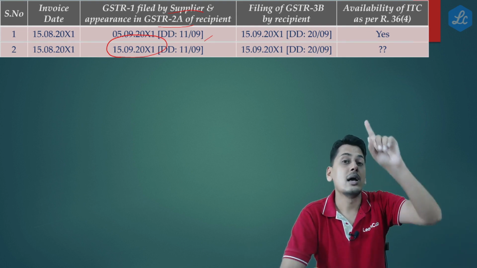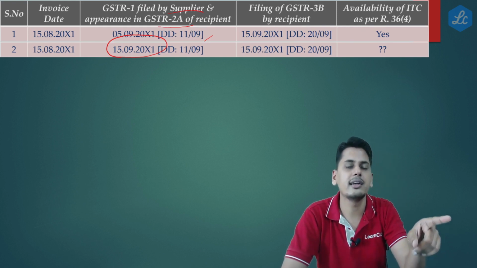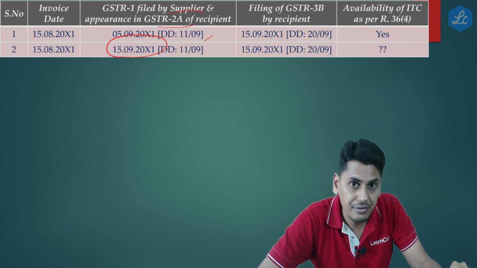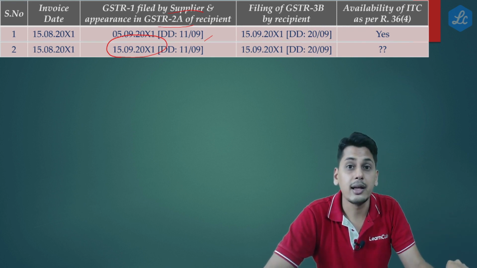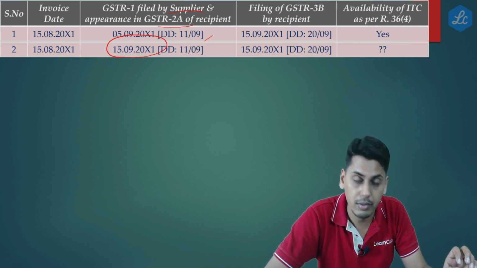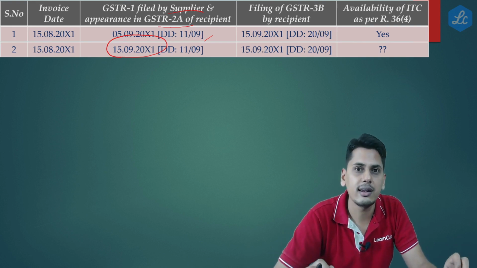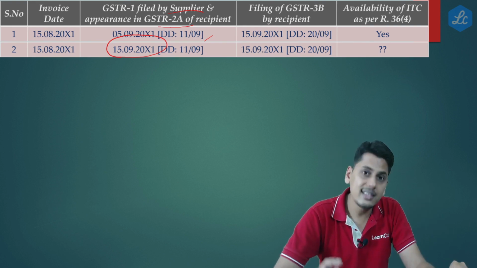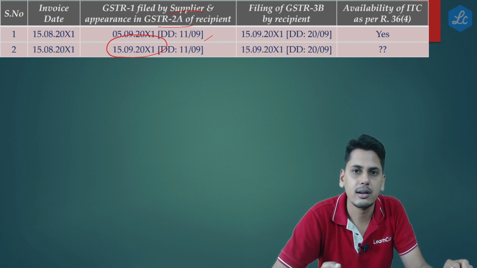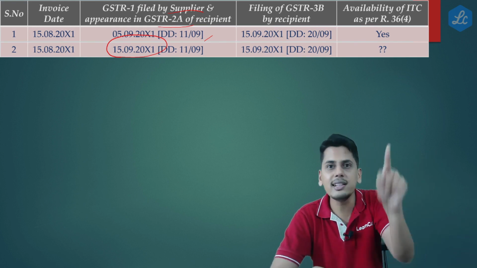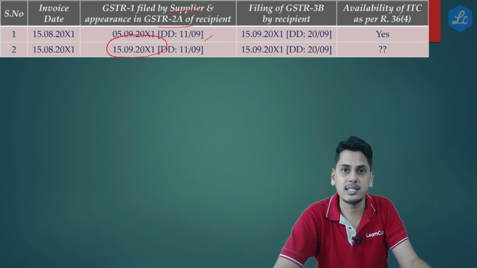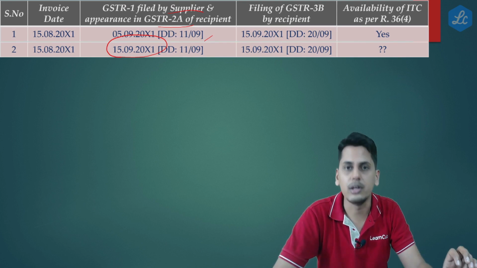Now the question is, my supplier has filed his GSTR1 beyond the due date, but before I file my GSTR-3B. The question is, will this invoice be treated as furnished by the supplier in his GSTR1 and I can take the entire credit, or will this invoice be treated as not furnished by the supplier in his GSTR1 because it is furnished beyond the due date?